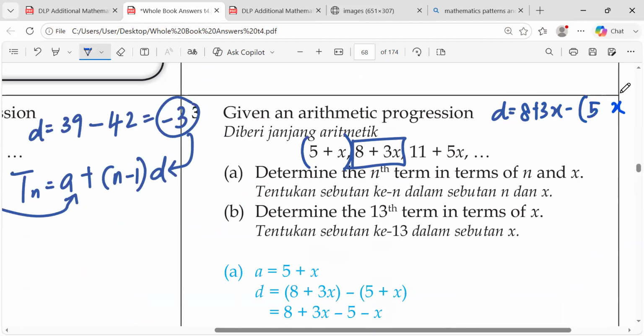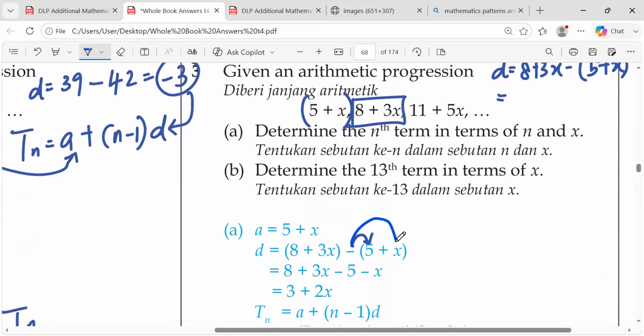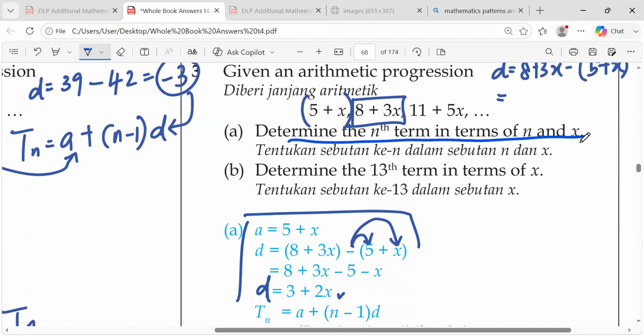You have to remember brackets. Put some brackets. So when you open the brackets, this will be negative 5. This will be negative x. Okay, so 8 minus 5, I get 3. 3x minus 1x, I get 2x. So D is 3 plus 2x. Okay, so determine the nth term.